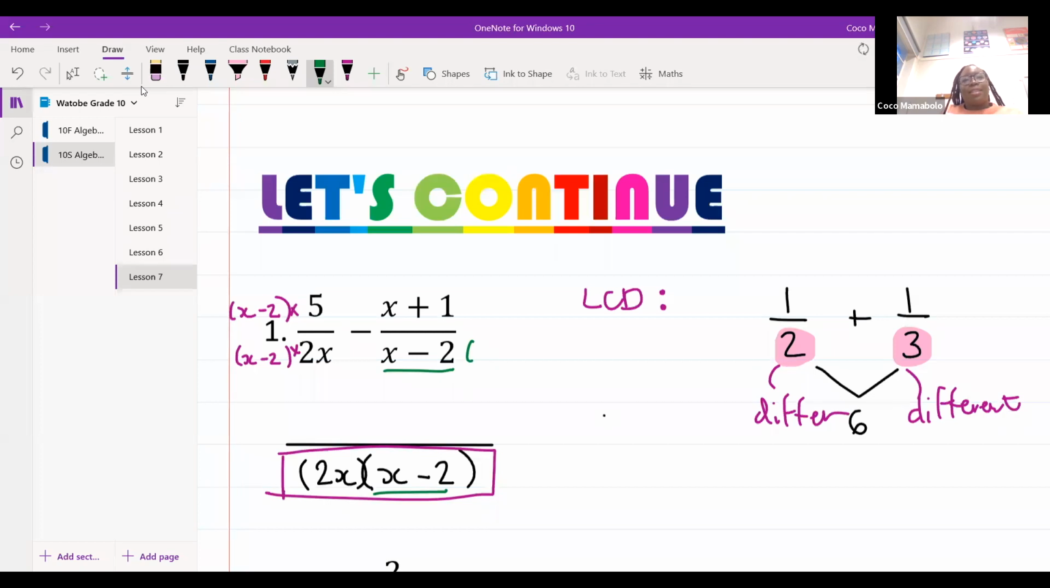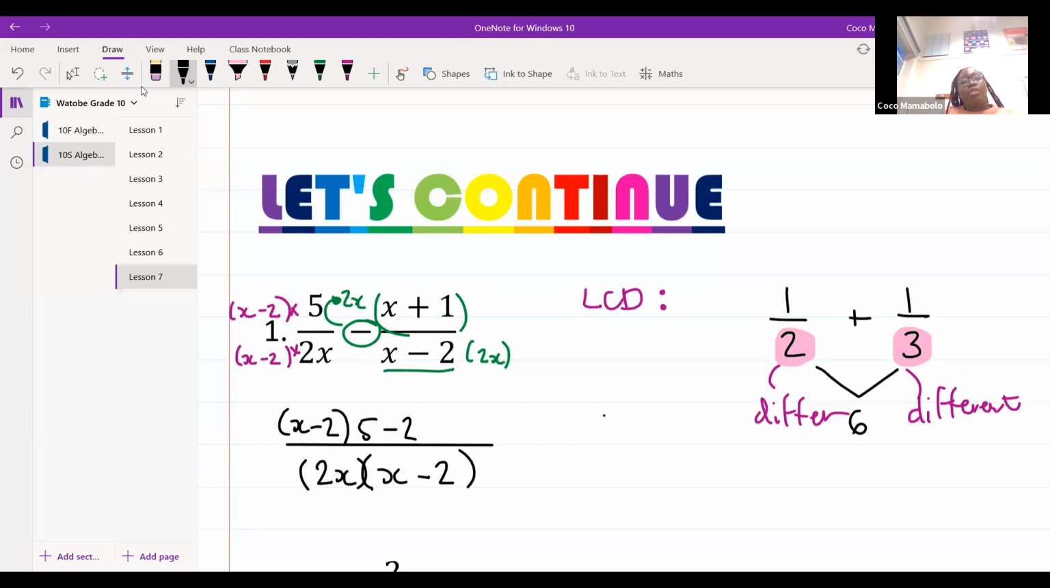So I need to multiply this side by 2x, which means I need to multiply my top by 2x. Okay, don't forget the negative. The negative always comes along. So what I'm going to get in the end at the top here is x minus 2 multiplied by that 5 that we already had, and then minus 2x multiplied by x plus 1. And then what can I do? Yes, Patu.